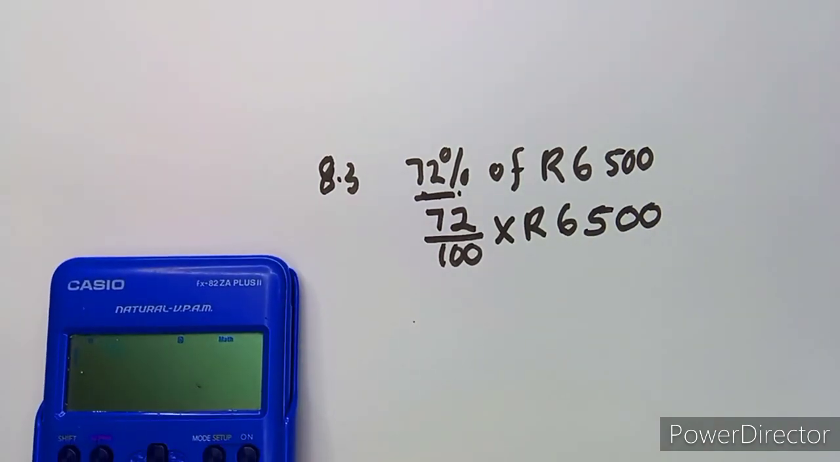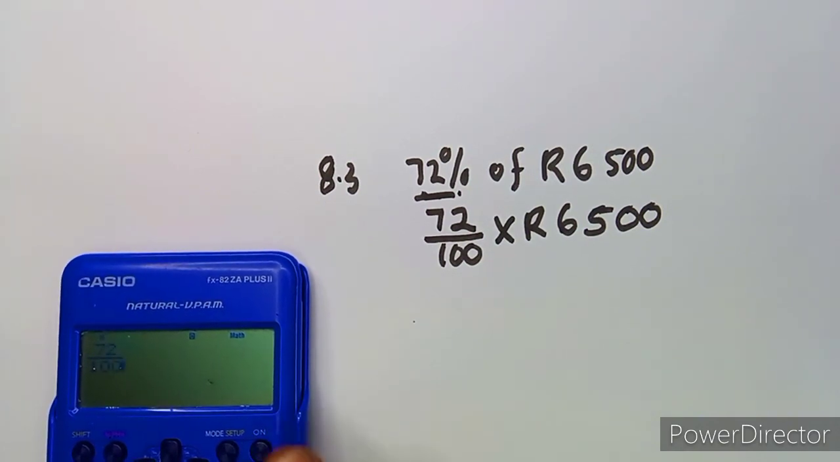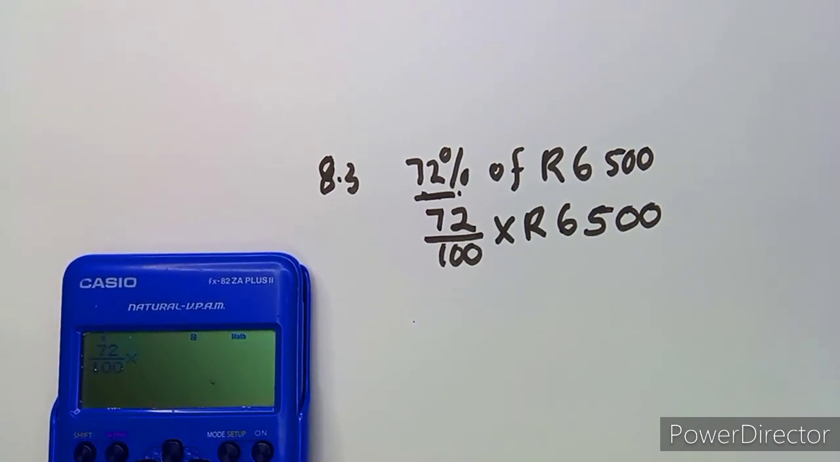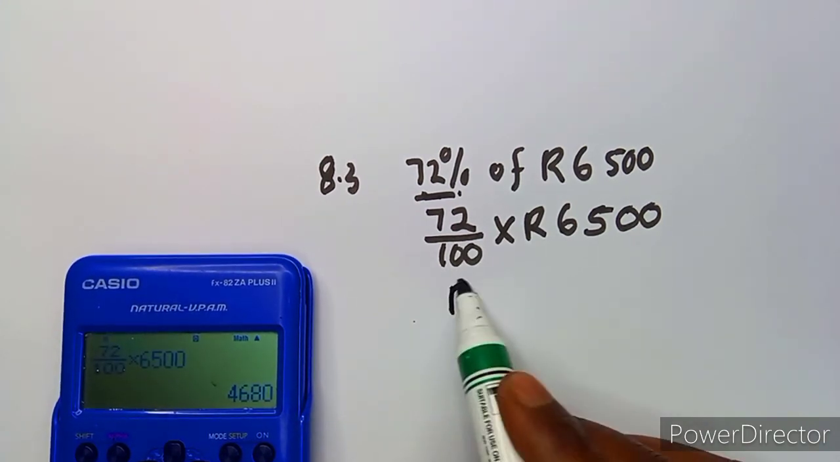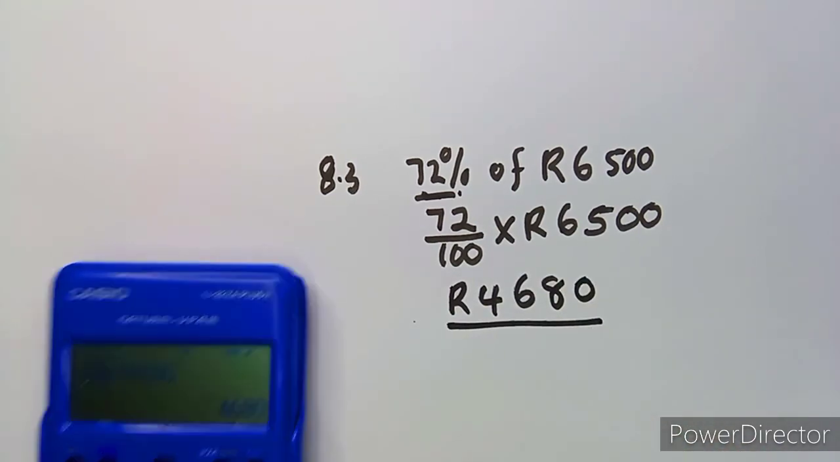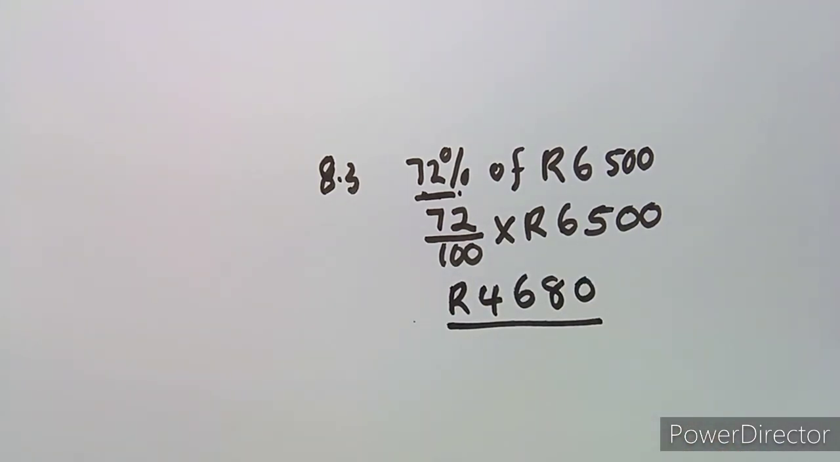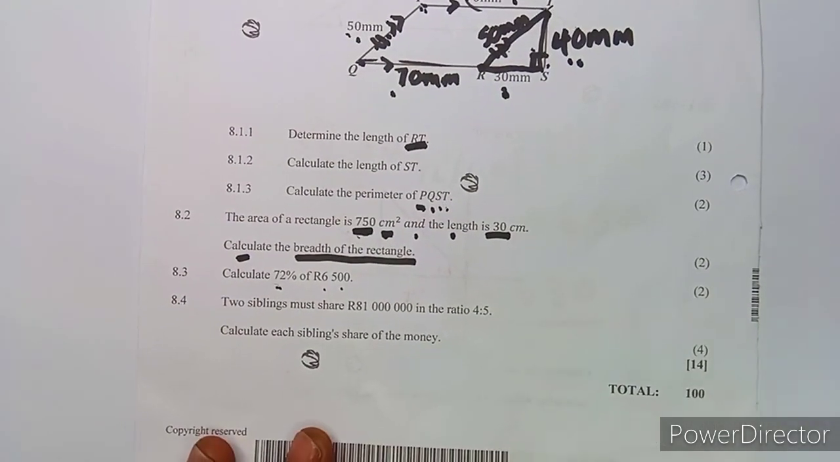So using your calculator, you're going to obtain 72 over 100, or 0.72, times 6,500, which is going to give you 4,680 rand. So that is what you're going to obtain there as the 72% of that amount.